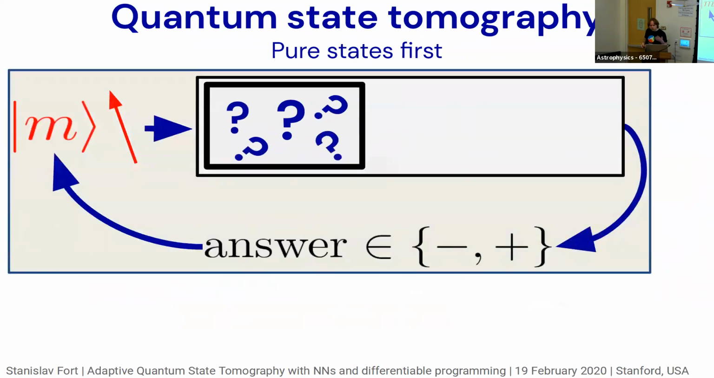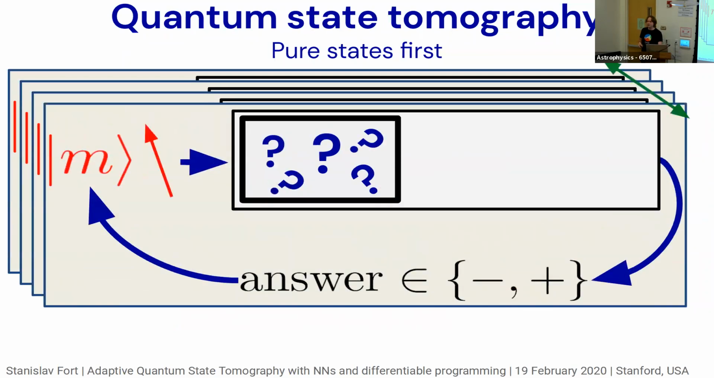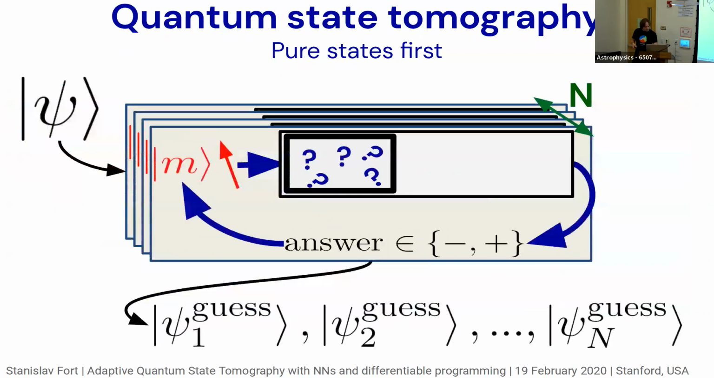Okay, but so you do this. You do it once, you do it twice, you do it 3 times, then you do it n times, and you learn more about the system than if you did it only once. And then you can create a series of guesses for what is actually hidden in the black box, given the measurements you make. And there would be guess 1, guess 2, guess all the way to n. Okay, so this is the setting for quantum state tomography.